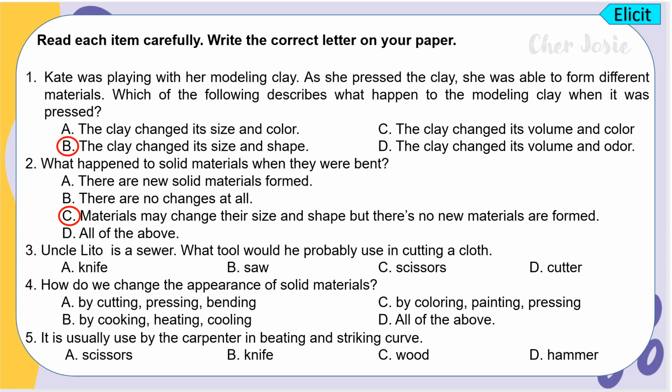For number 3, the correct answer is letter C, scissors. Number 4, the answer is letter D. That's right, it is all of the above. And lastly, the answer is, you're right, it is letter D, hammer.